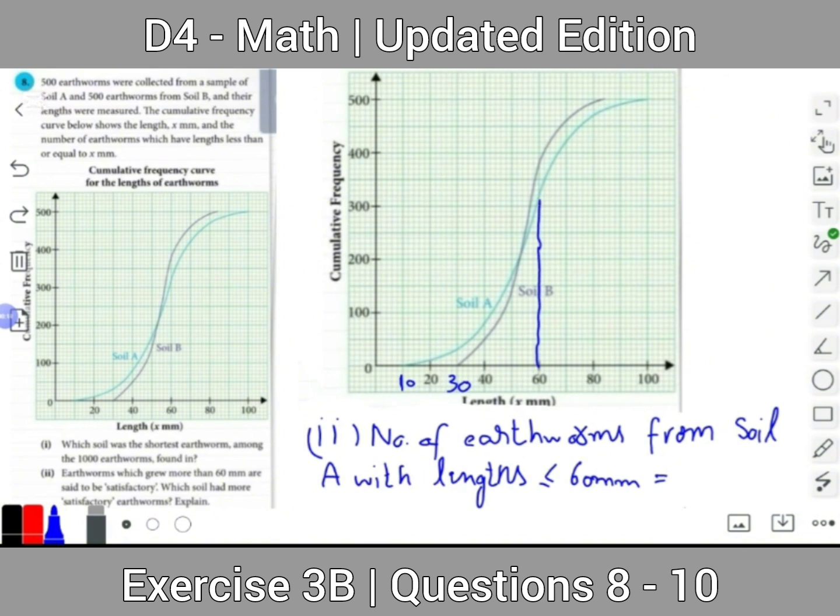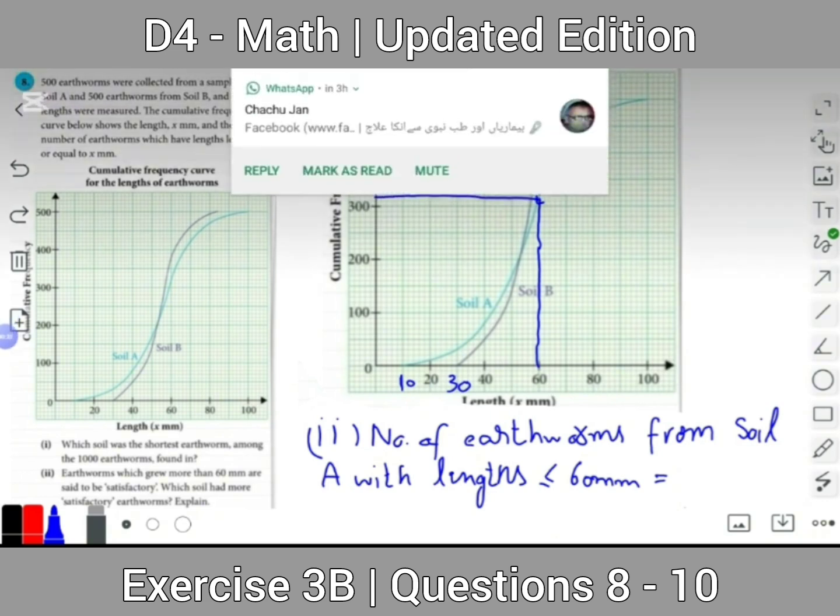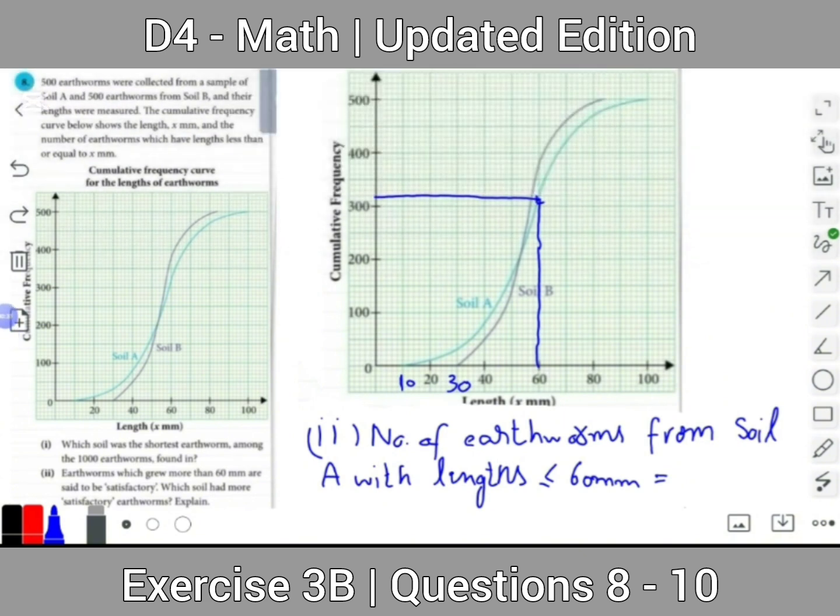And now from the point of intersection on the curve, we will draw a horizontal line until it touches the vertical axis. Since we know that each square unit along the y-axis is equal to 10, we have 300, 310 and 320. So the value is approximately equal to 320.